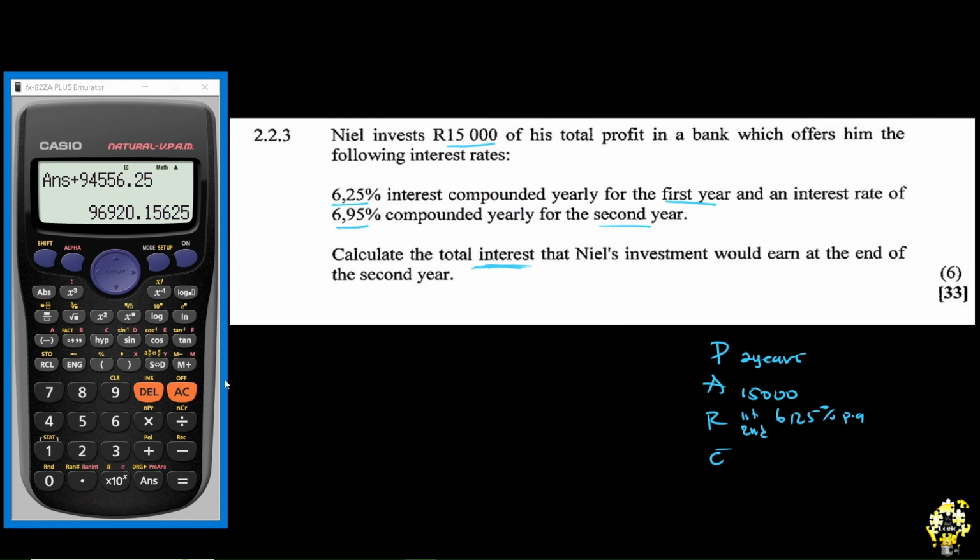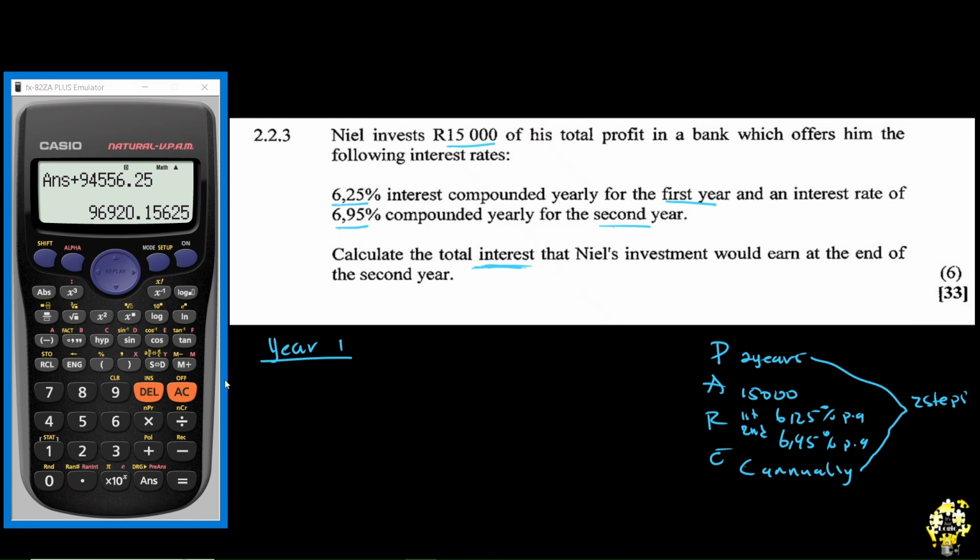For the second one, we have 6.95% per annum. What is the compound? It's compounded annually or yearly. This and this tell us that we just have to calculate for 2 steps because yearly and 2 years. They are just 2 years.